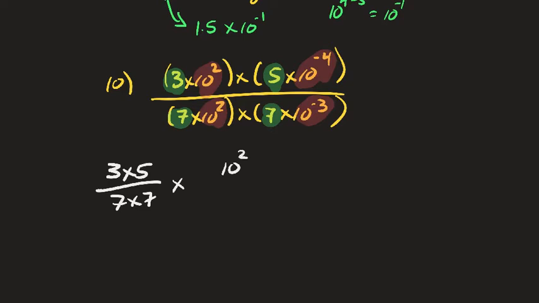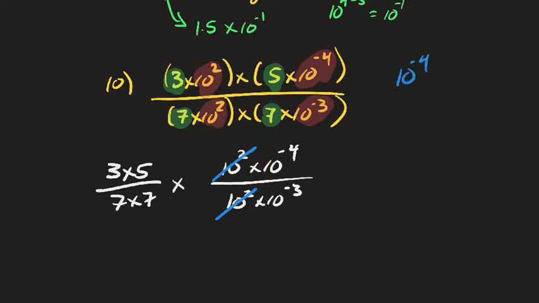And then you have 10 squared times 10 to the negative 4th over 10 squared times 10 to the negative 3rd. Well, an easy thing to do is to find common factors in the numerator and denominator. The coefficients, nothing is common to either, so you leave those alone for now, but you have 10 squared and 10 squared. Those can cancel out.